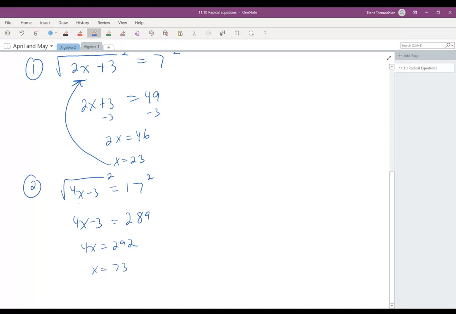We substitute 73 back into that. 4 times 73 equals 292, minus 3 gives you 289. The square root of 289 does equal 17. So we know that 73 is the answer to our equation.